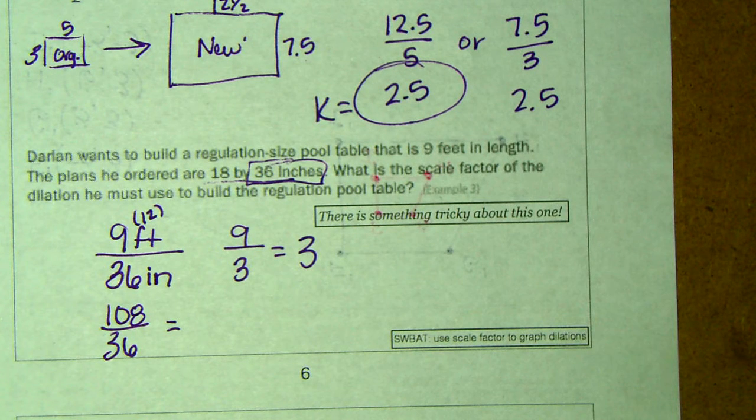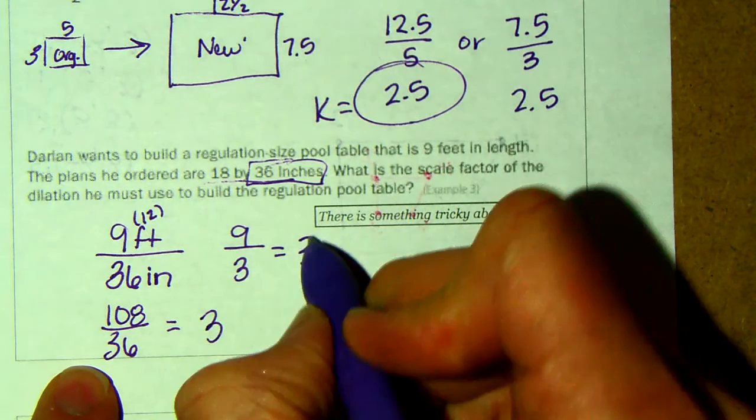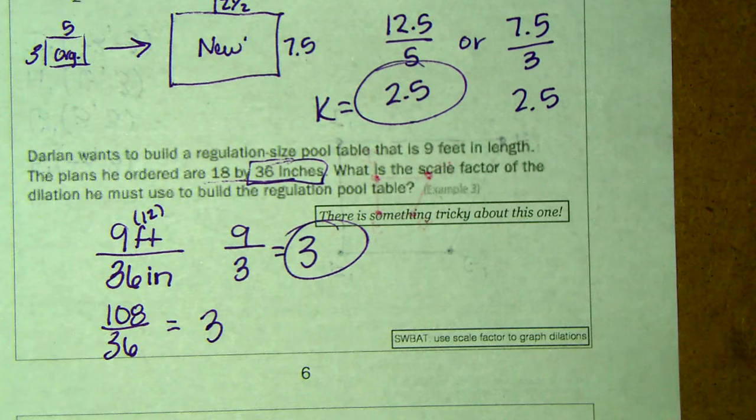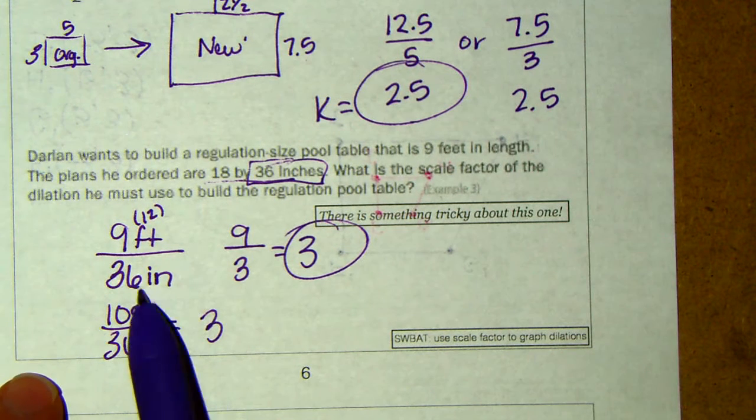So it doesn't matter which unit you put it in as long as the new and the original are in the same unit. So if you wanted to make them both feet, you get 3. If you wanted to make them both inches, you still get 3. But new divided by original.